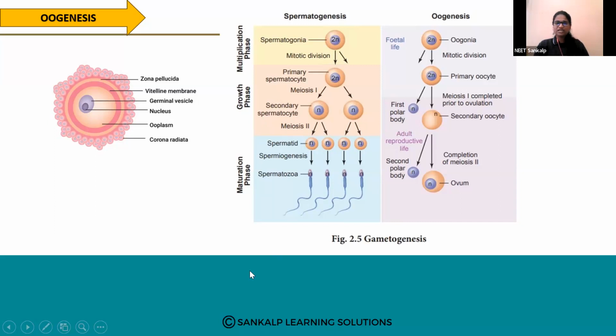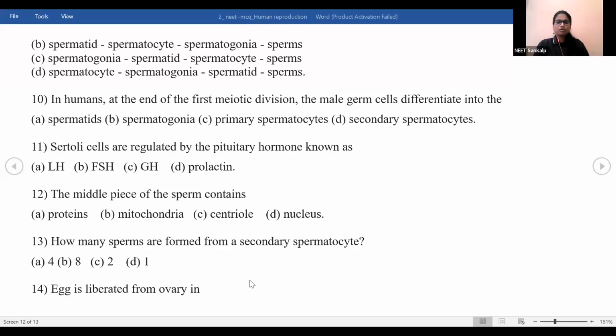So what is the question here? They try to confuse you. The question is, how many sperms are formed from a secondary spermatocyte? Option C, 2, is the right answer.